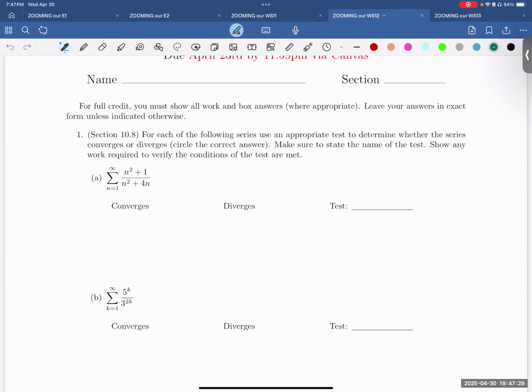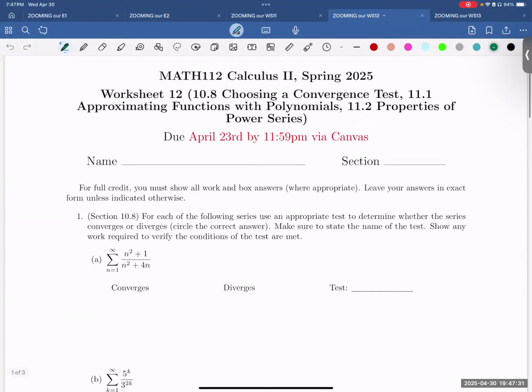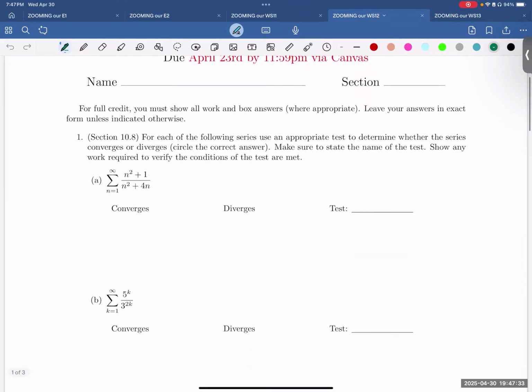Okay, y'all, this is our worksheet 12, and let's run through that. For each of the following series, use an appropriate test. Determine if they converge or not. Name the test conditions, all that stuff.